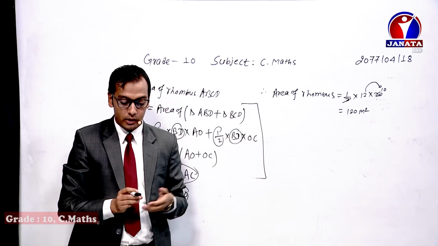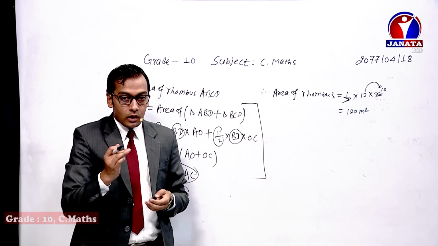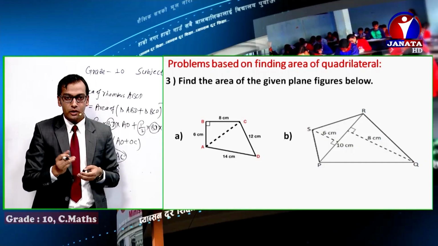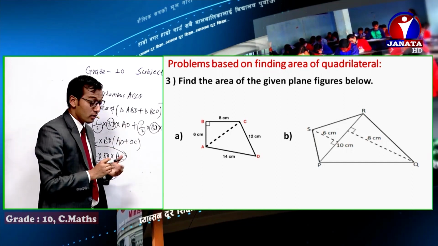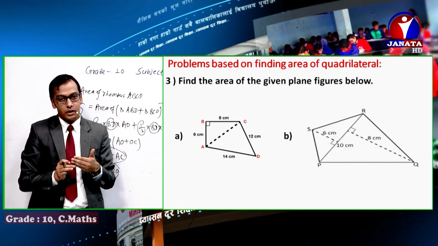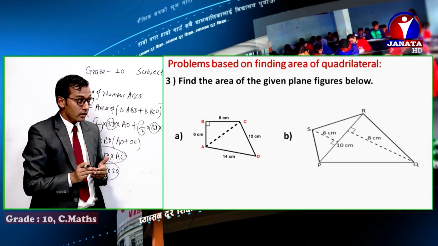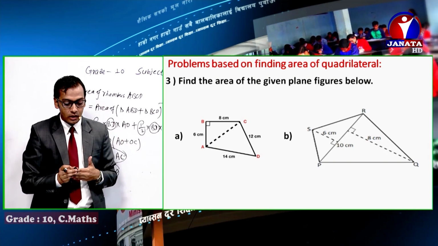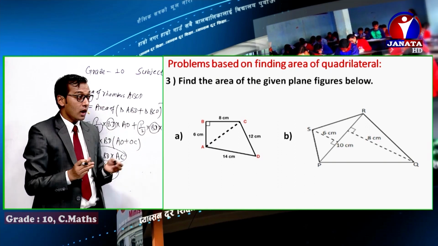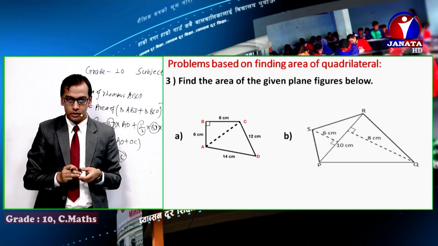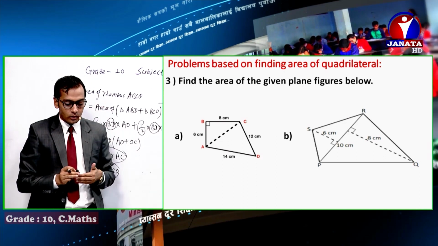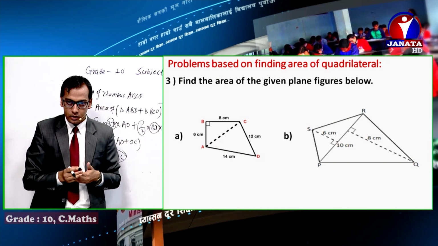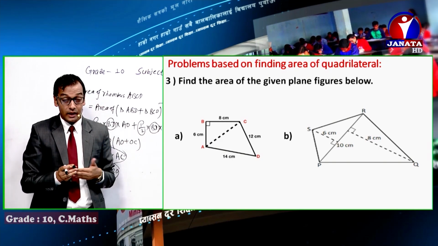This is the rhombus. Now let me take some other questions. I am explaining some questions here, but I am not going to solve them. These questions are similar. Let's take these two questions as our practice work. Question number 3, A and B, these two are questions based on quadrilaterals. We can use the related formula or any other concept to find their area.